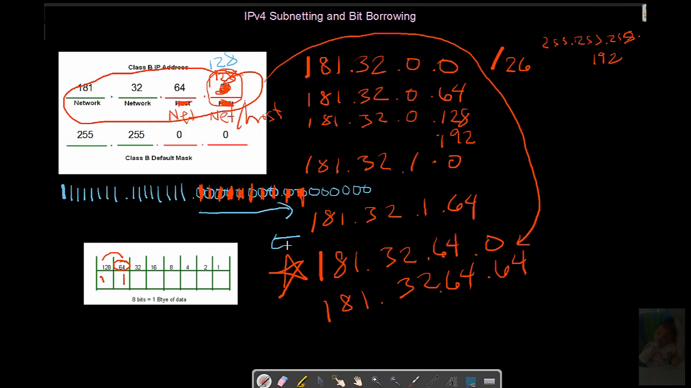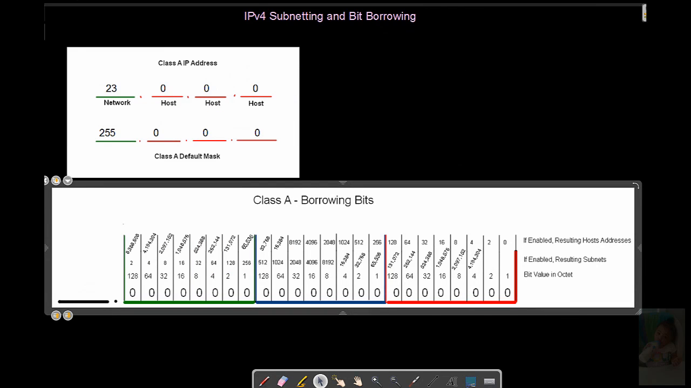Let's look at a class A, and I'm going to pull out a little cheat sheet to help us on this one. Now this thing is a monster to get on the screen, but this is a very helpful tool, and it's something that you can actually draw and write inside your book. At the end of this, for a couple seconds, I'll put up a class A, a B, and a C bit borrowing sheet, and then if you want to pause the video and write them down so you can get some assistance from it, feel free. These things are awesome to have.